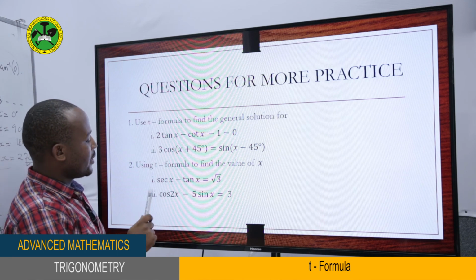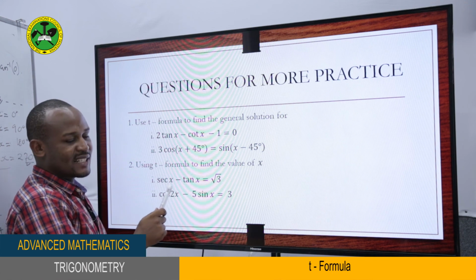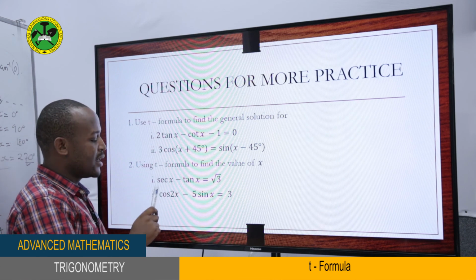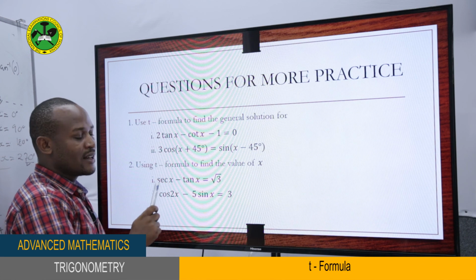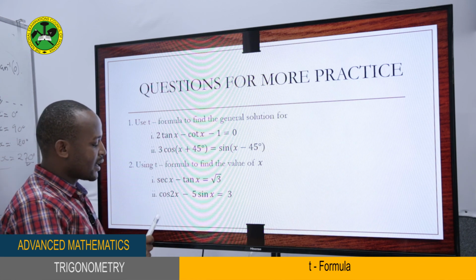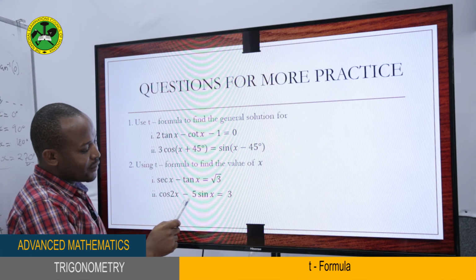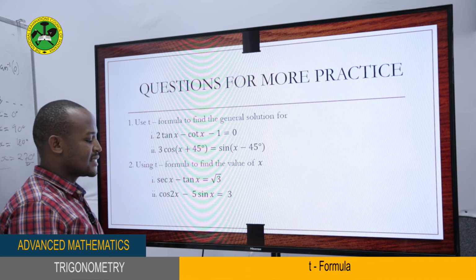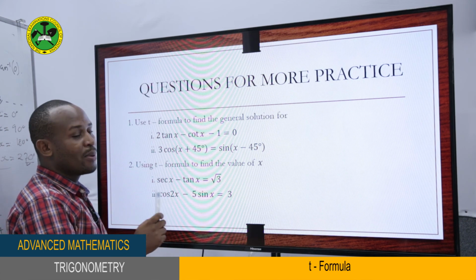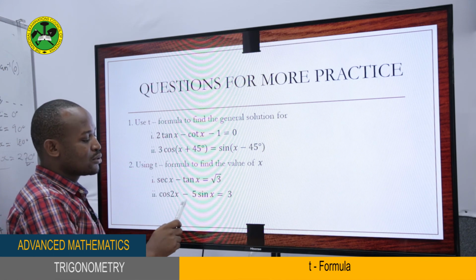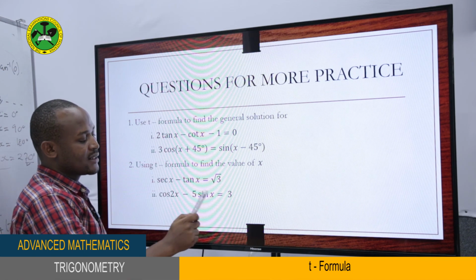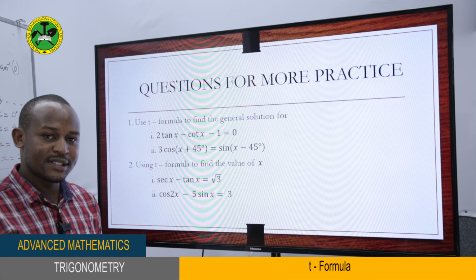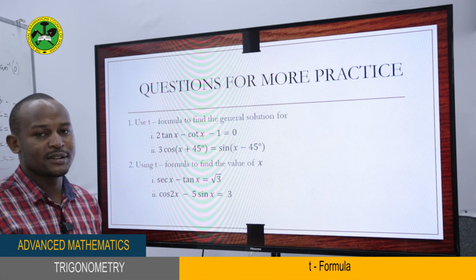Then there is sec of x minus tan of x. Remember, sec is the reciprocal of cos. That means you can reciprocate the T formula for cos, and then you have the T formula for sec. And then there we have cos 2x minus 5 sin x. You cannot leave this as we did in the last example. That means you have to open that and simplify it to simple angles as x is seen there, so that you can use the T formula. So I hope you will do those questions and practice very much.